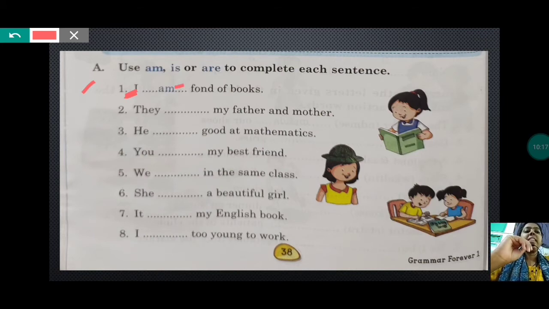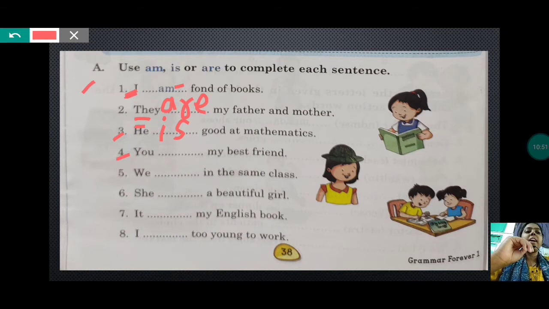Number 2. They dash my father and mother. Now they is always used for plural nouns, and with plural noun we always use are. And since we are not included in the group of father and mother, so we will use they. They are my father and mother. Number 3. He dash good at mathematics. Now we are talking about only a single male person. So is. For singular nouns we use is.